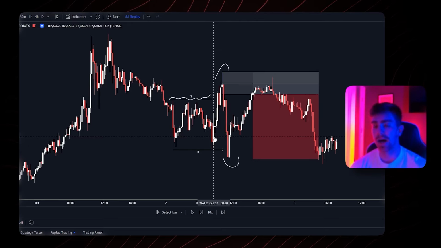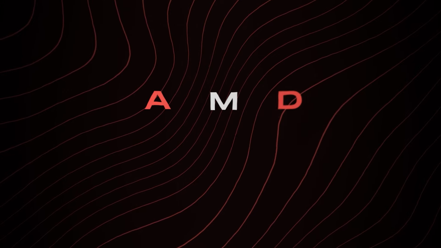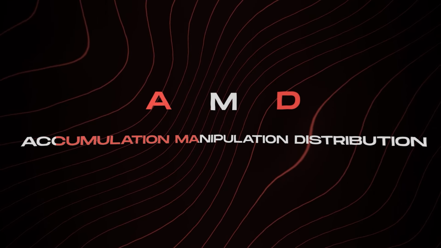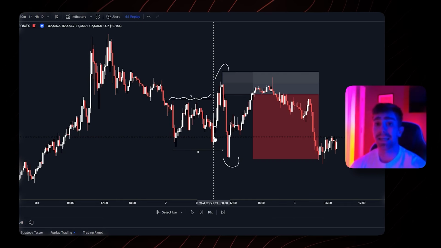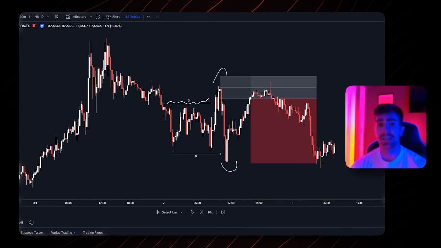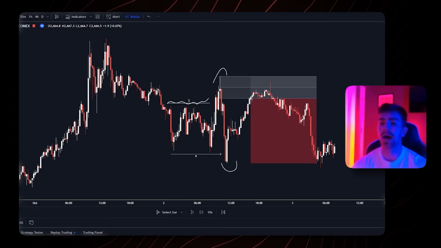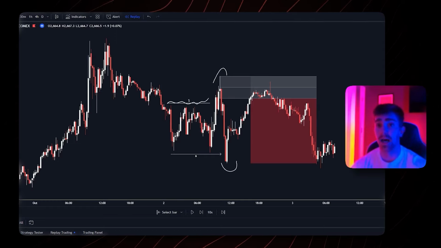We're trading off the manipulation and the distribution zones after accumulating. So that is the AMD model: accumulation, manipulation, distribution. But we're getting in off of the distribution point, which is our supply zone. And that is it. It's as simple as that. As you guys know, I don't like to hold you up for long. So this is a quick little breakdown of liquidity and how I can actually trade it in the live market, and how you can as well.